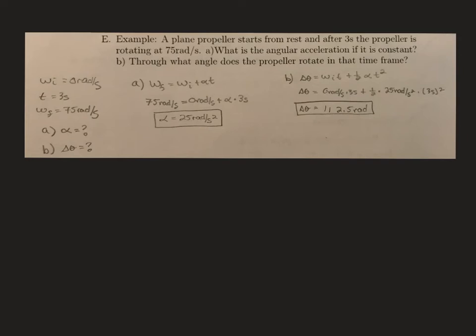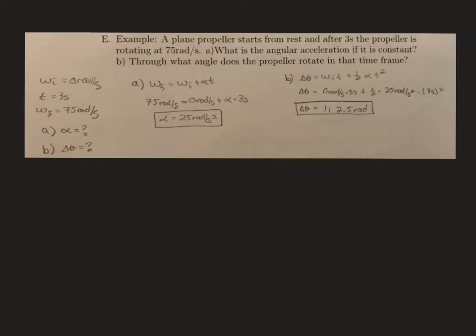Alright, so we have this example problem where you have a plane propeller that starts from rest, and after 3 seconds the propeller is rotating at 75 radians per second. And we want to know what is the angular acceleration if it's constant, and through what angle does the propeller rotate in that time frame, so in that 3-second time frame.